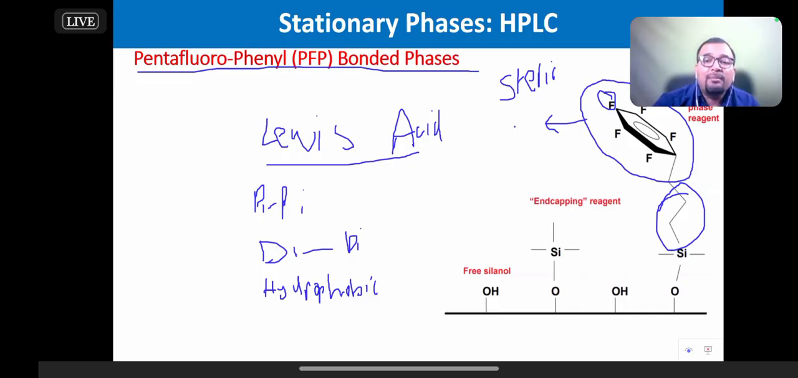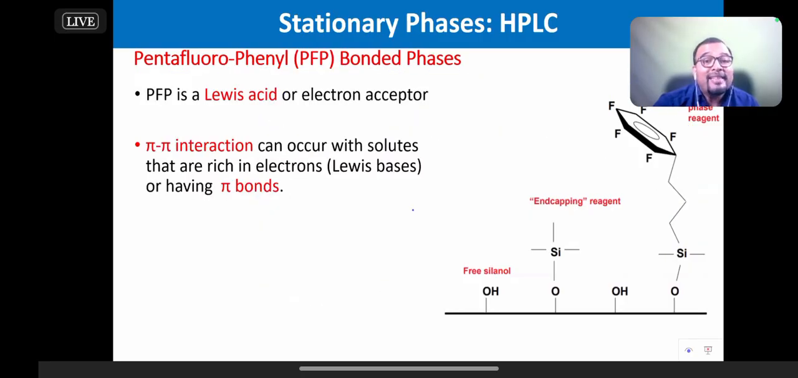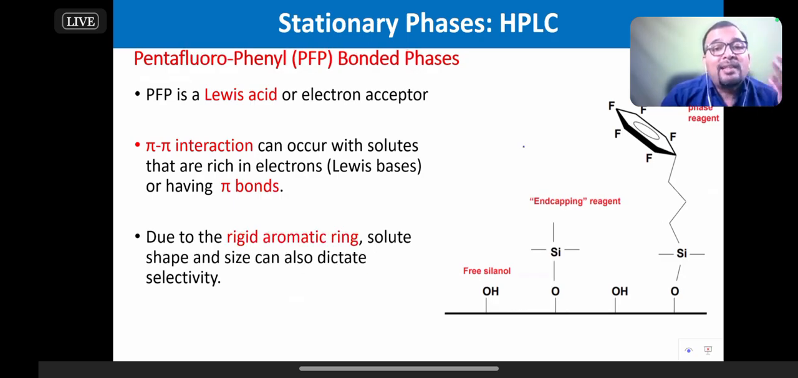Yeah, PFP is highly polar. Bharat, thank you so much. So this is the way you can analyze the nature of your compound, the nature of your stationary phase. Are you getting my point? Are you going to utilize this information further? Yes or no? Because this is just the beginning, right?